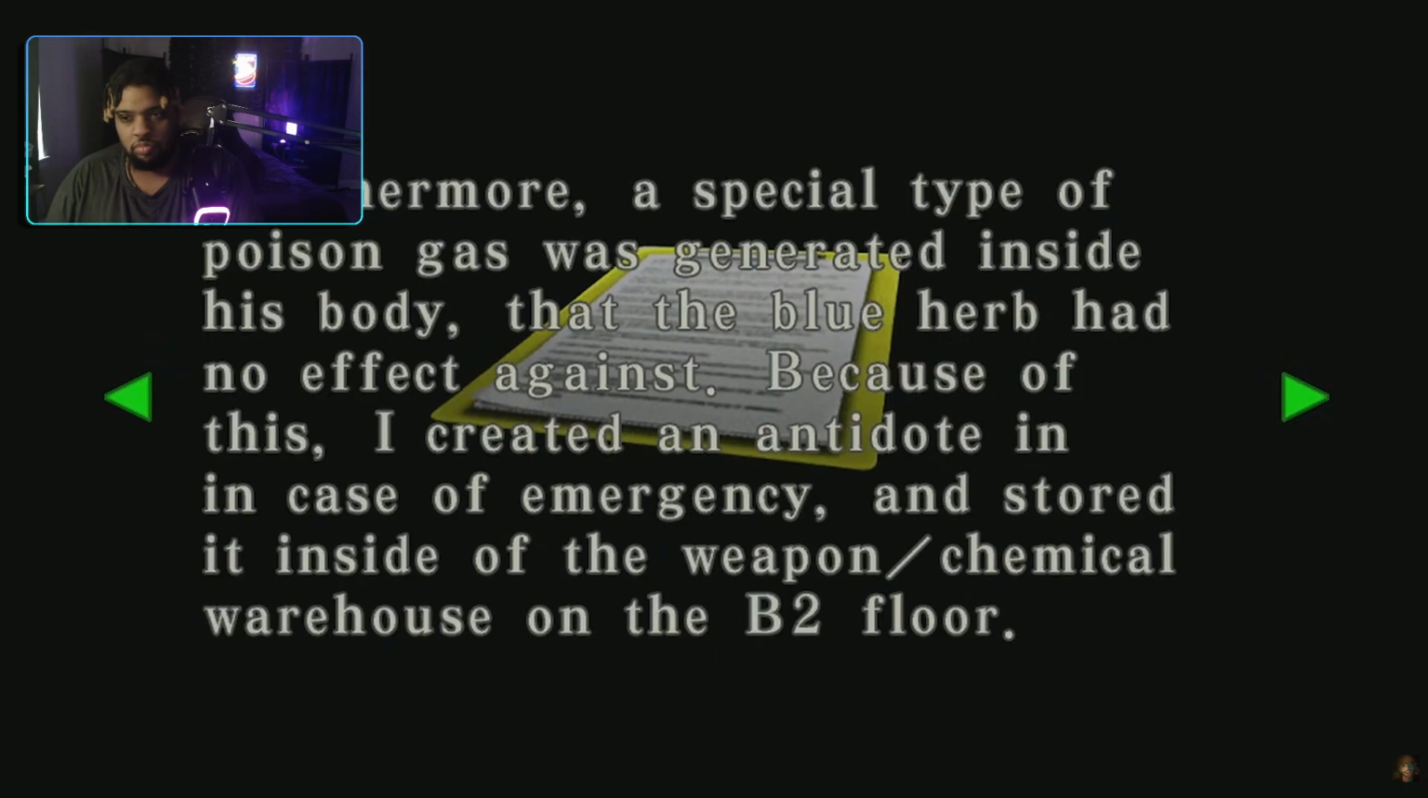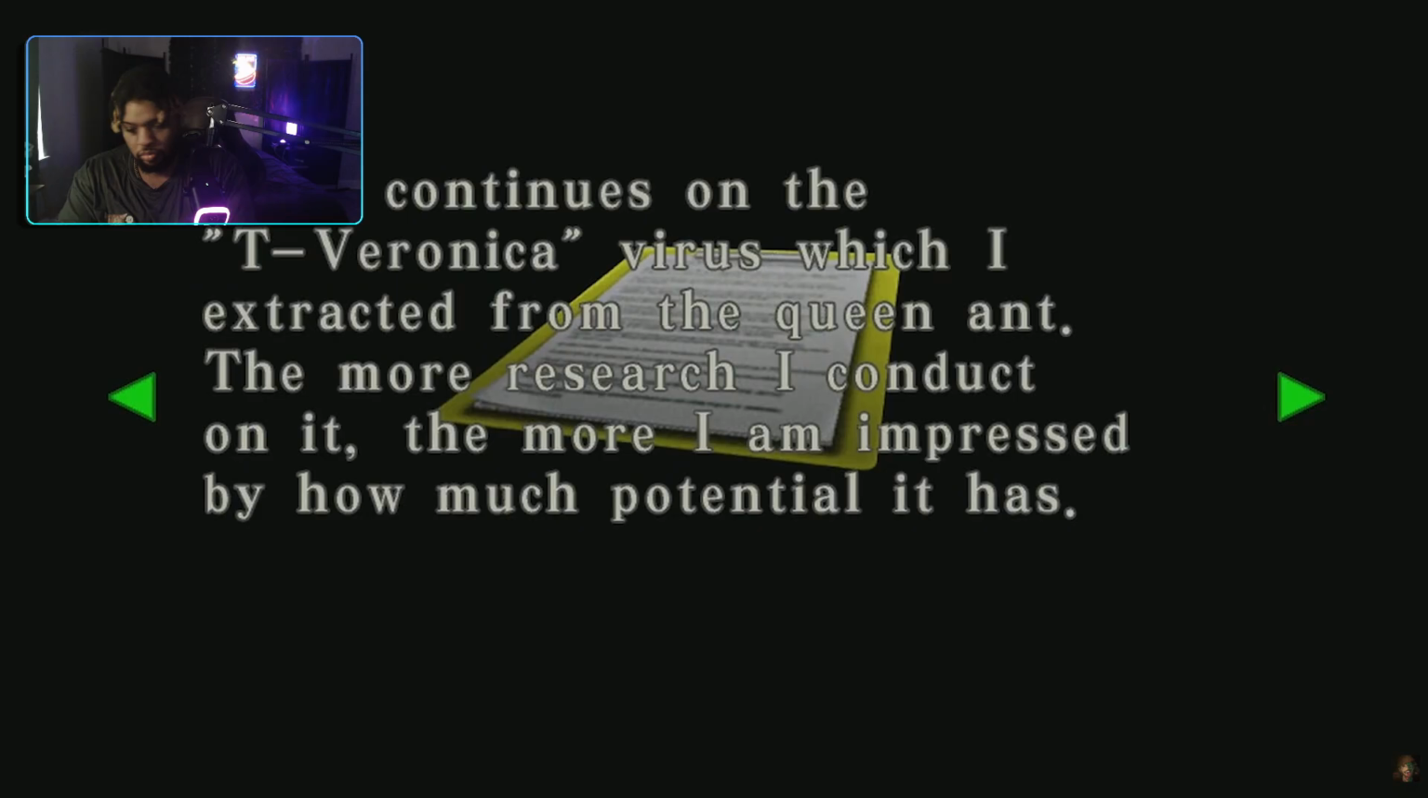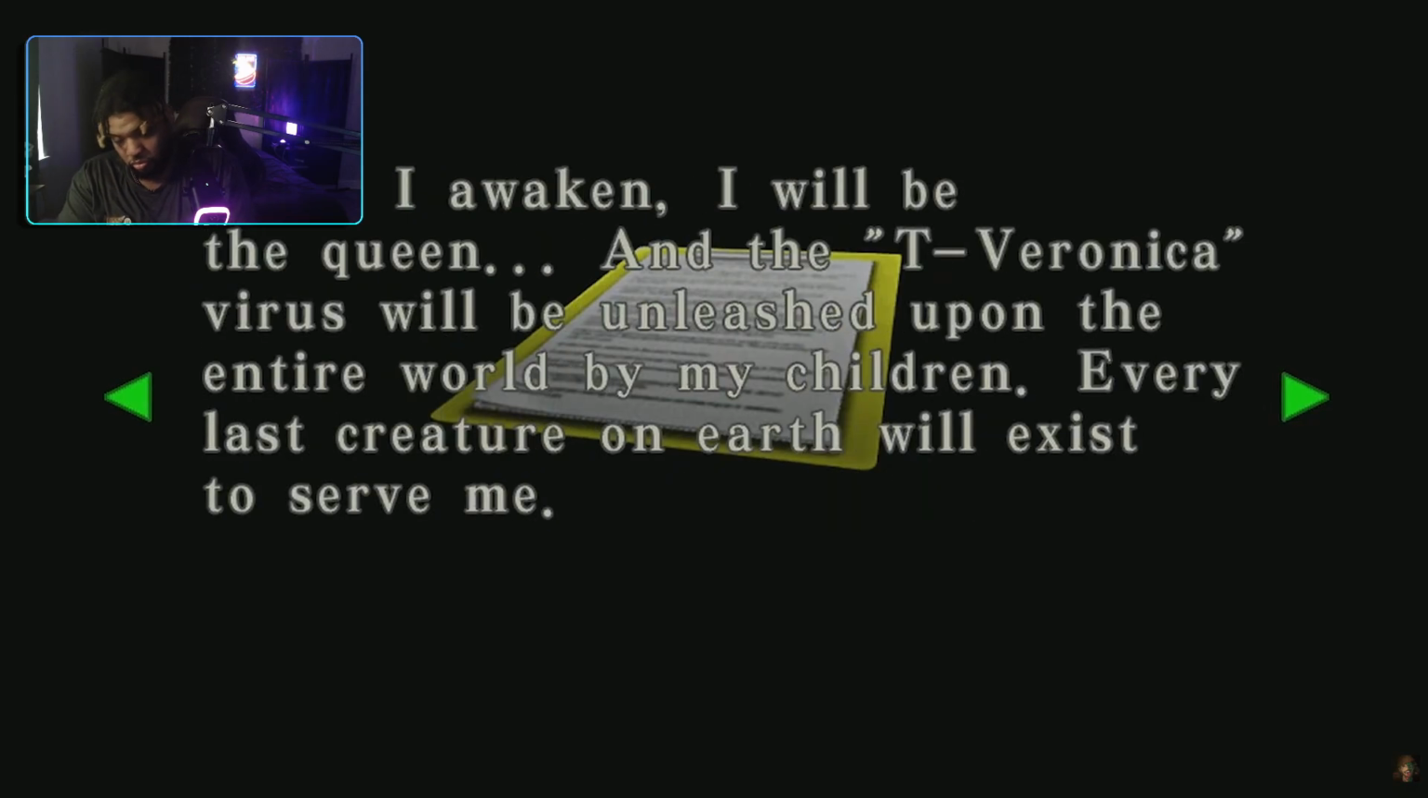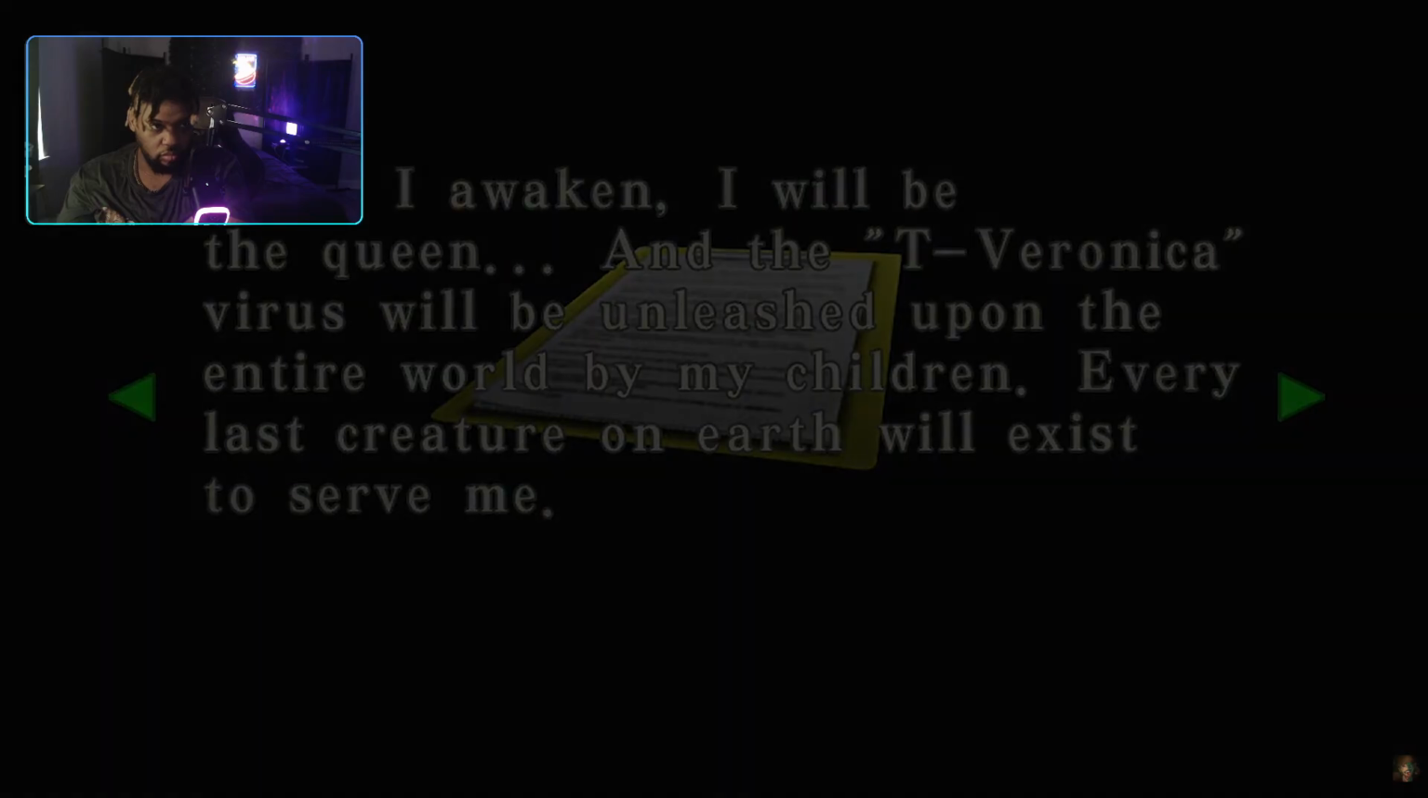She'd also discovered that her father, Nosferatu, generated the poison gas inside his body, and the blue herb, regularly used to counteract poison, would provide no relief against its effect. So Alexia had created an antidote for it, just in case of emergencies. She had continued her research on the T-Veronica virus, impressed by its potential. She had a vision of herself awakening, having control of the virus and becoming the queen of the anthill, so to speak. And her aim is to unleash T-Veronica on the entire world, which will achieve what she claims is the perfect ecosystem. A worldwide anthill, if you will.